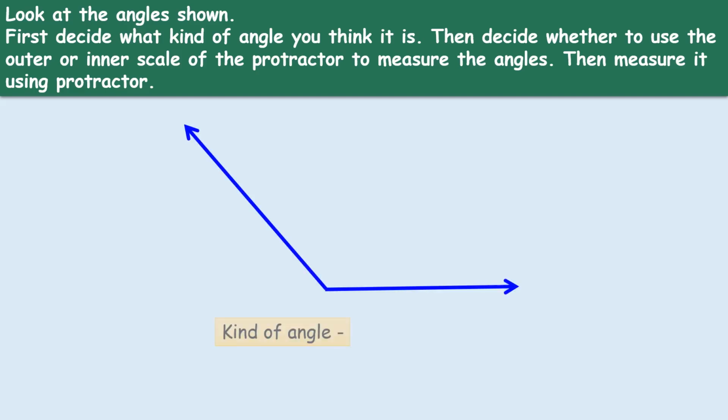Here an angle is given. First you check which kind of angle it is. Yes, it is obtuse angle. Now think whether to use inner scale or outer scale.